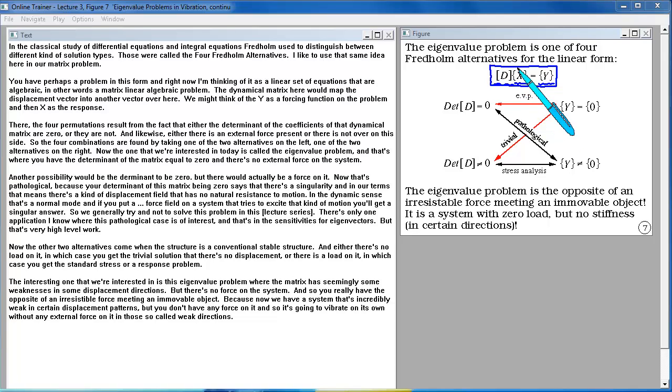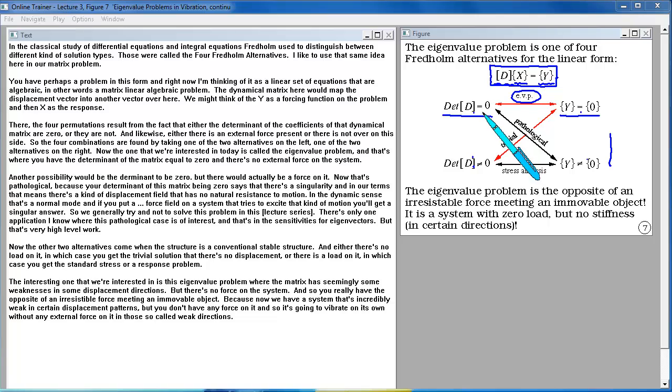The four permutations result from the fact that either the determinant of the coefficients of that dynamical matrix is zero or it is not. And likewise, either there is an external force present or there is not over on this side. So the four combinations are found by taking one of the two alternatives on the left, one of the two alternatives on the right. Now, the one that we're interested in today is called the eigenvalue problem, and that's where you have the determinant of the matrix equal to zero, and there's no external force on the system.